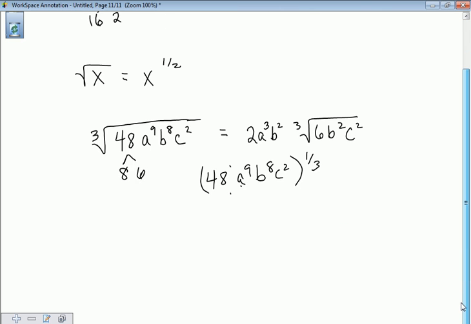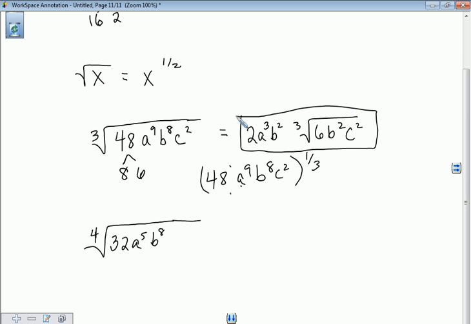Why did you put c out there at all? Because c was only to the 2nd power. It wasn't raised to a power higher than 3, so you can't divide it. You can't take the cubed root of something that's less than the cubed power. Why are there 2 of them on the outside?